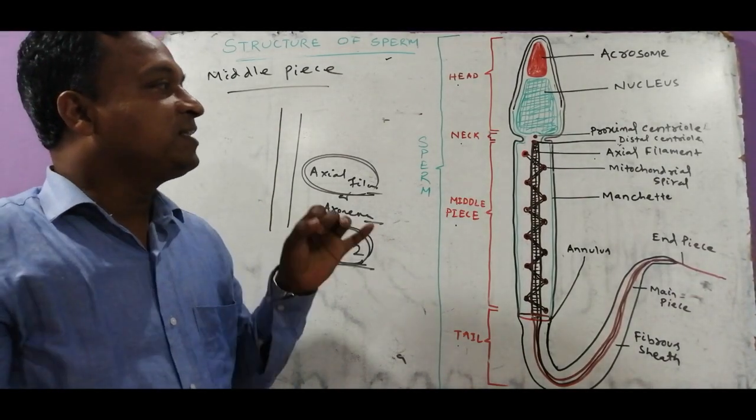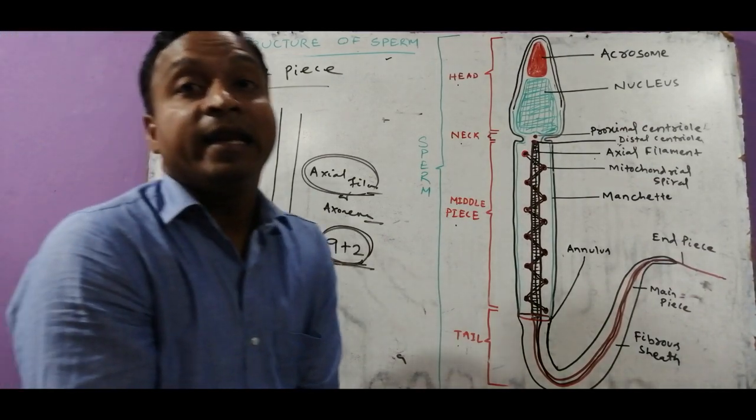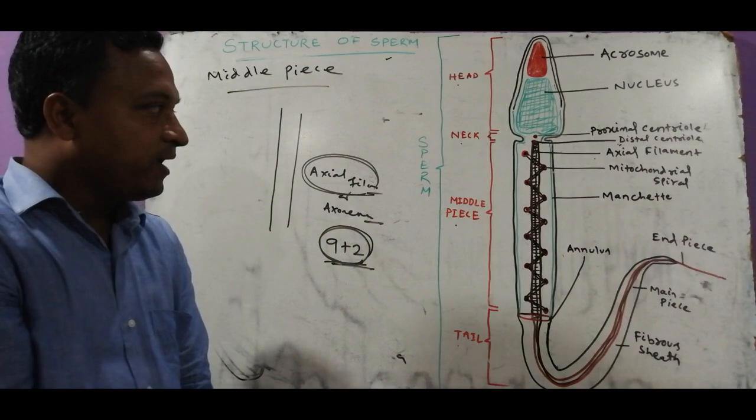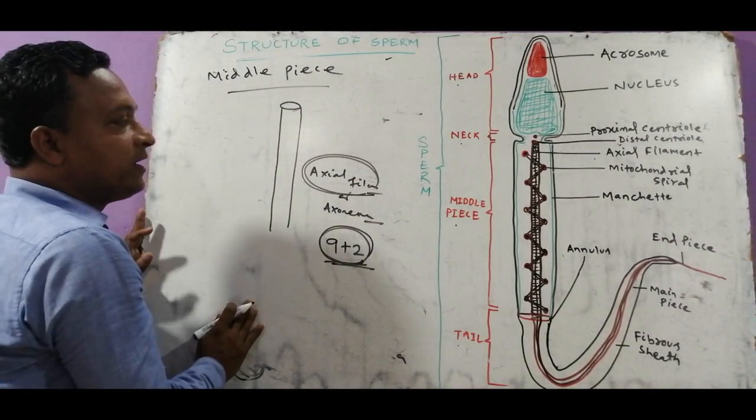Try to focus your mind. The axial filament is having which type of arrangement? The answer is 9 plus 2 arrangement. Clear? And this is the axial filament which comes from the centriole, the distal centriole.